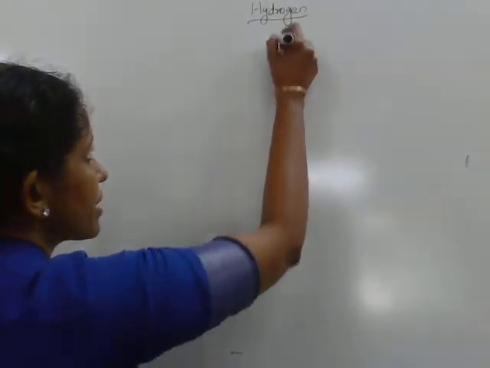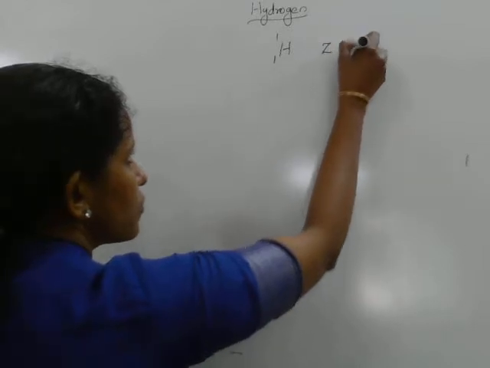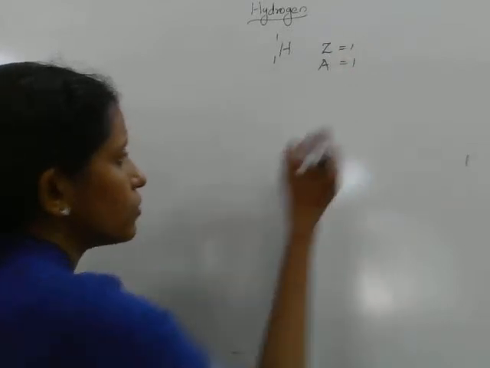Hydrogen, we know, is the first element in the periodic table. The symbol is H, atomic number 1, mass number 1. The complete symbol of hydrogen can be written as H with mass number 1 and atomic number 1. Atomic number is equal to 1, mass number is equal to 1.